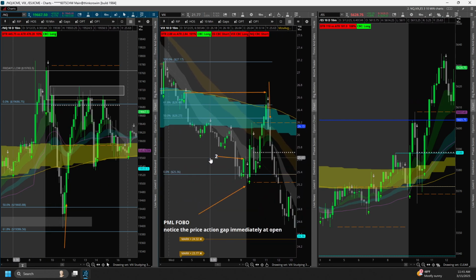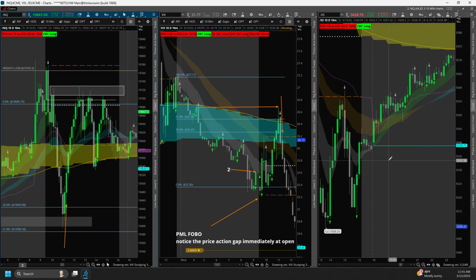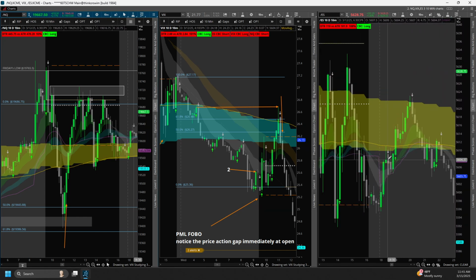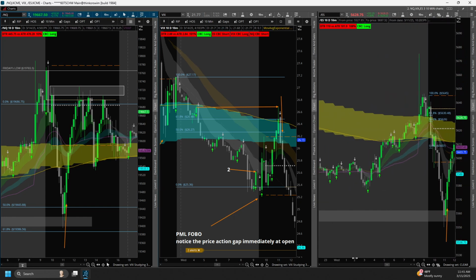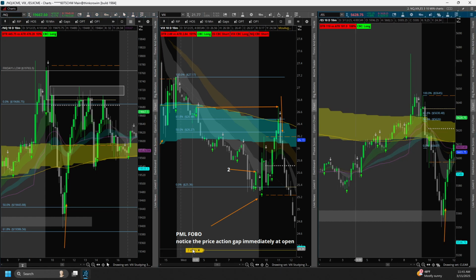Wednesday's here. Wednesday gave one of my favorite setups on VIX to understand and have confluence, for a short or for a long trade, and those are the pre-market sweeps or pre-market fake out breakouts. So here, right off of the open, there was a pre-market fake out breakout.